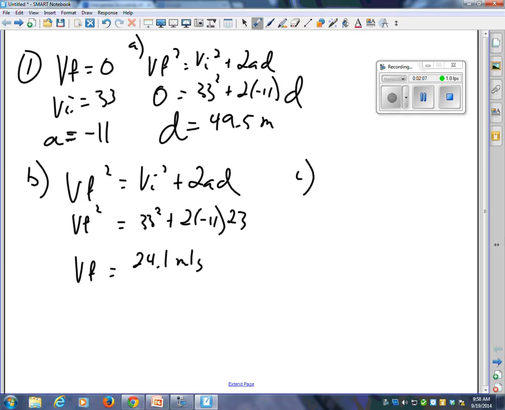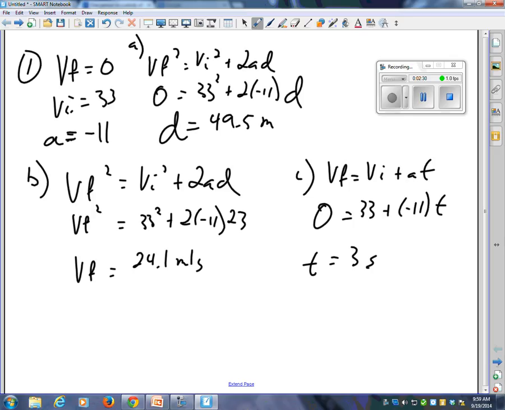C asks, is there a C? Yeah. How many seconds does it take to stop? Oh, I must have changed the question. It's not on mine here. How many seconds does it take to stop? So you would use, I went with, Vf equals Vi plus at. 0 equals 33 plus minus 11 t. T equals 3 seconds.